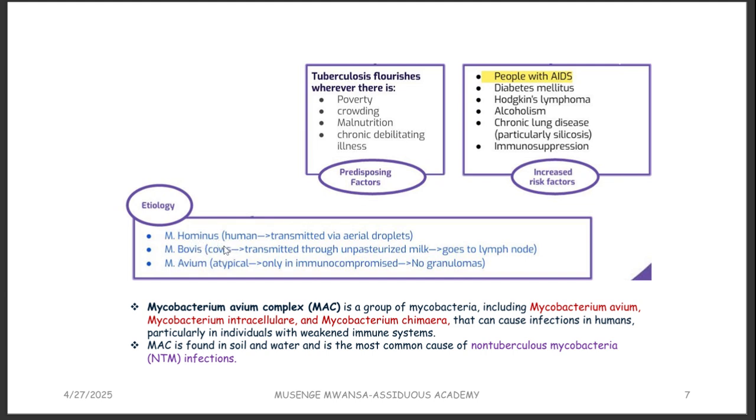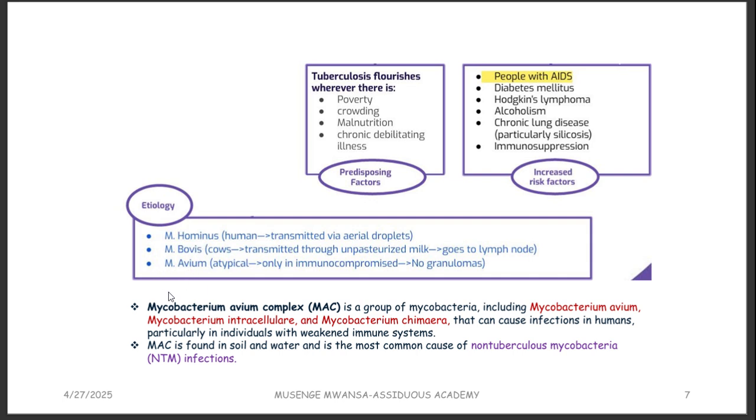So you also have Mycobacterium bovis. This one is specifically in cows, and it is transmitted through unpasteurized milk, and then it will go to the lymph nodes. So take note, unpasteurized milk. Someone going direct to a cow and drinking the milk, there's a problem there because this M. bovis will be able to cause intestinal TB.